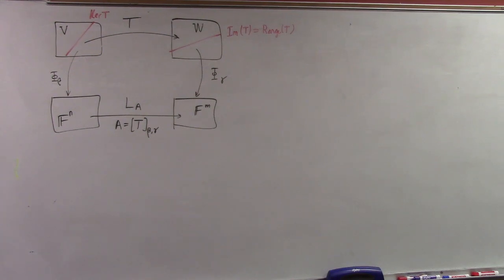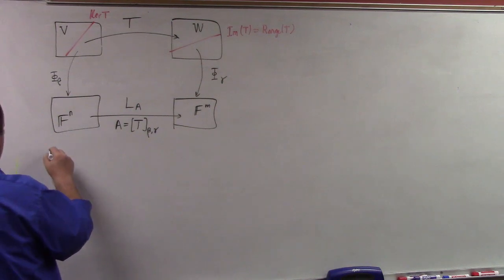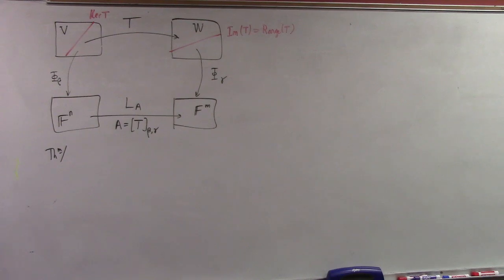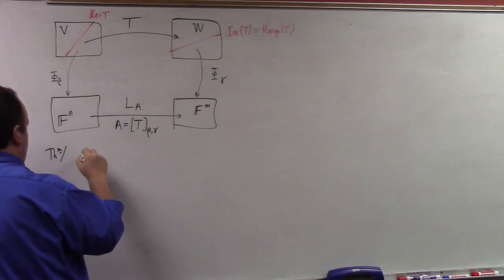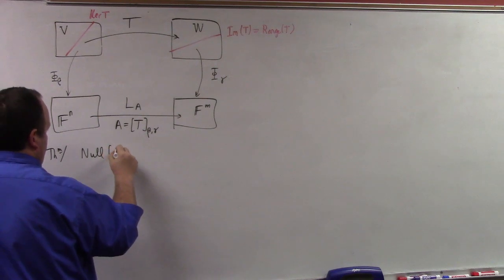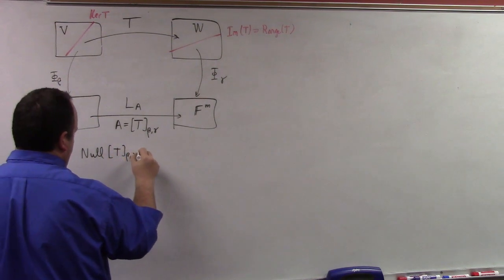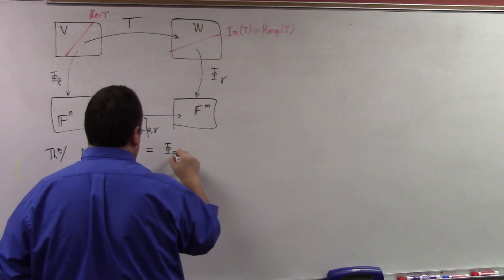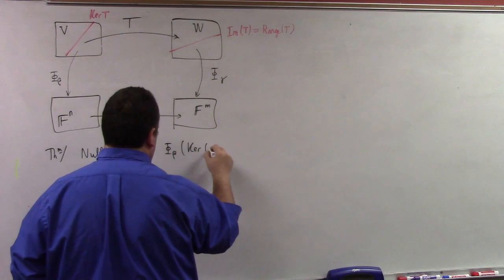So here's a kind of easy theorem to prove. All right, here's the theorem. The null space of A, or in other words, the null space of the matrix T beta gamma, is equal to phi beta of the kernel of T.